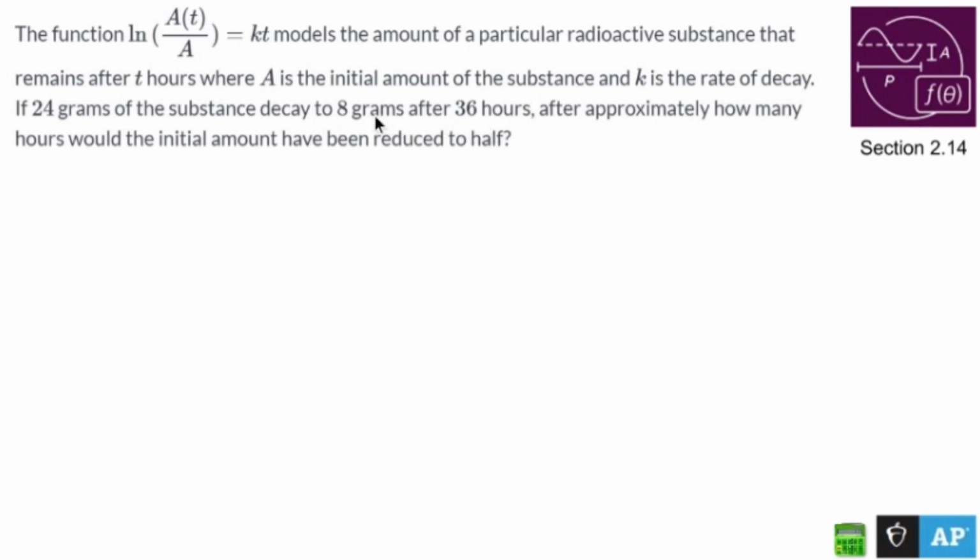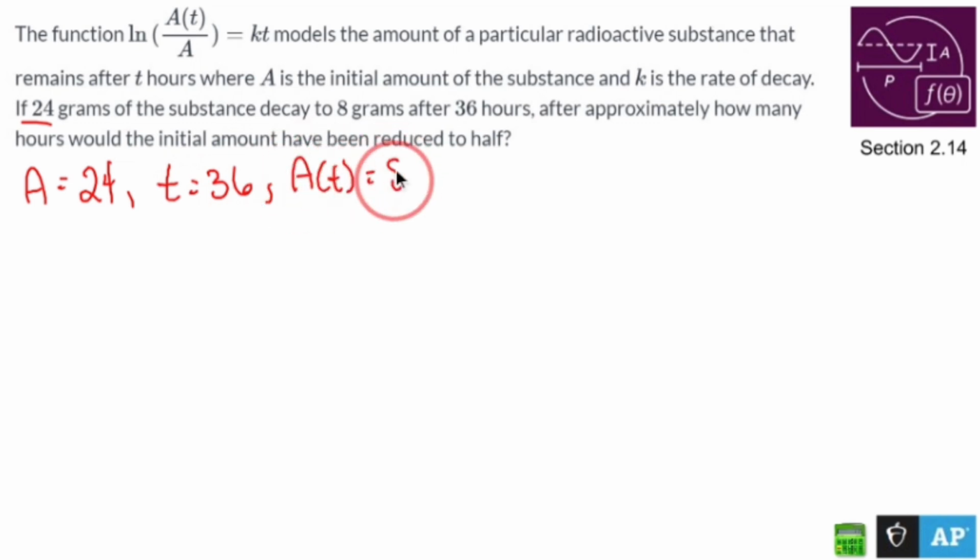Ugh. All right, so this is going to be really gross. 24 is what I start out with, so A is going to be 24. My amount after 36 hours, so t is going to be 36. My total amount, A of t, is 8. My job is to find the rate so that when I do find the rate, I can do part 2 here. So I'm kind of doing 2 of these problems in one, which means I'm probably going to have to whip out the calculator twice. NBD, as the kids say.